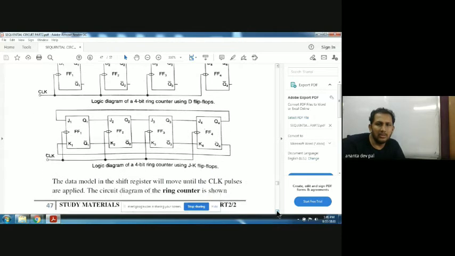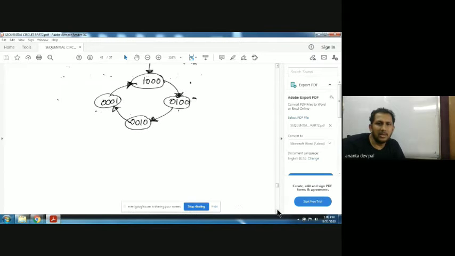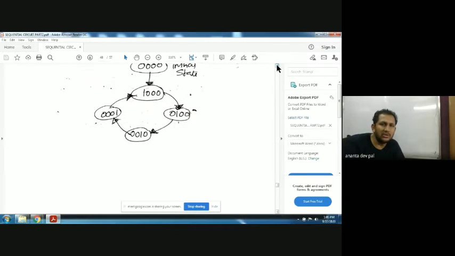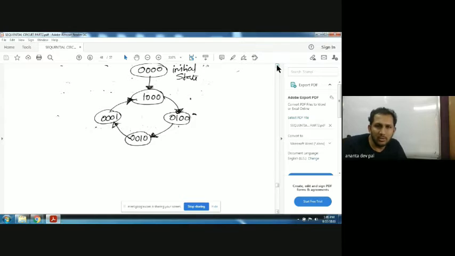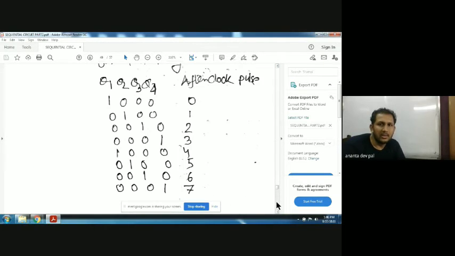This is the model of a ring counter. The state diagram, or state table, of the ring counter starts with the initial state 1 0 0 0. Then the 1 is moved to the next flip flop, then again, and finally it comes back to the start. This is the ring; the 1 moves like a ring. See, this is a sequence.